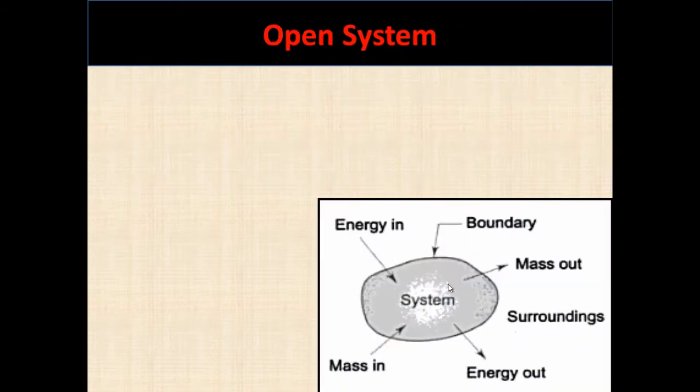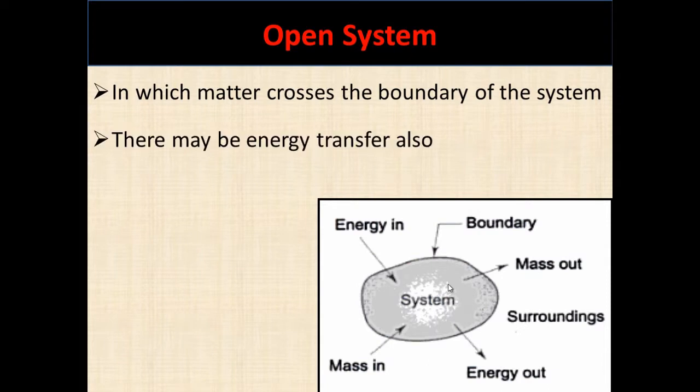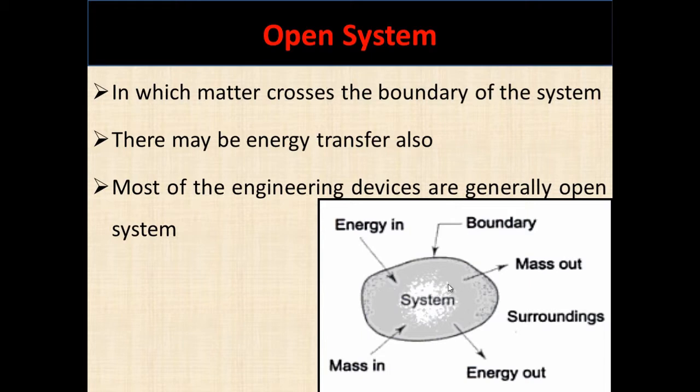Then coming to the open system: in an open system, mass can cross the boundary and energy may also cross the boundary. Most engineering devices are open systems. On the right side there is a diagram where mass is entering and mass is leaving.